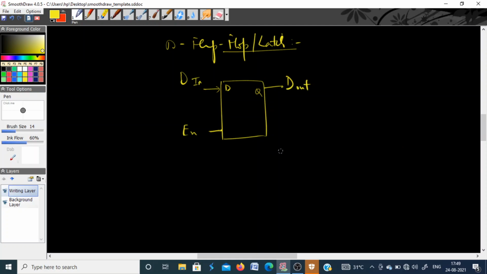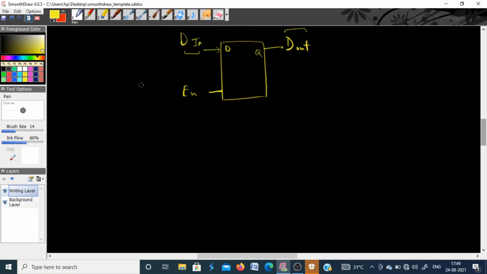Many times, to avoid unnecessary changes in the output, because as long as your enable pin is set at logic 1, any change in the input D will come at the output, we generally use tri-state buffers. So what is a tri-state buffer? We have a circuit like this. D, and this is Q as output.